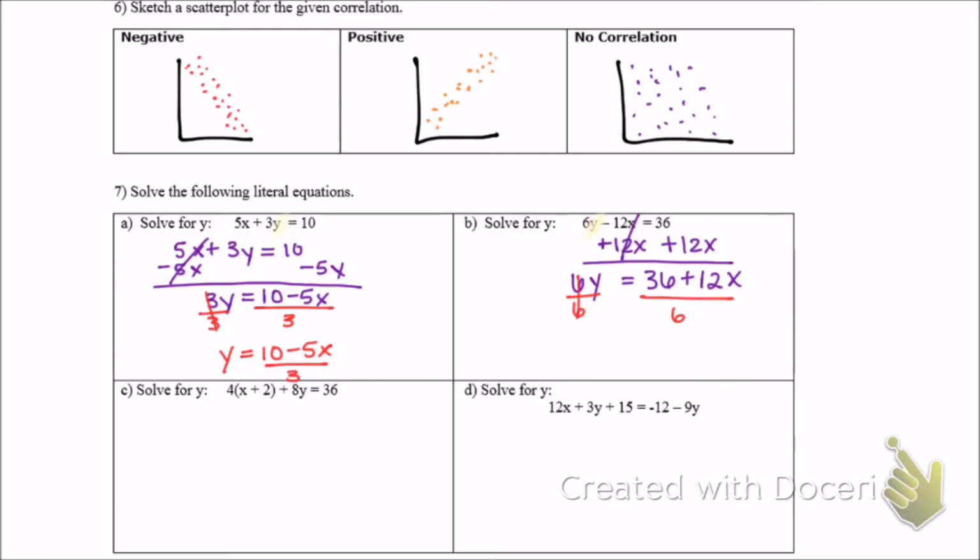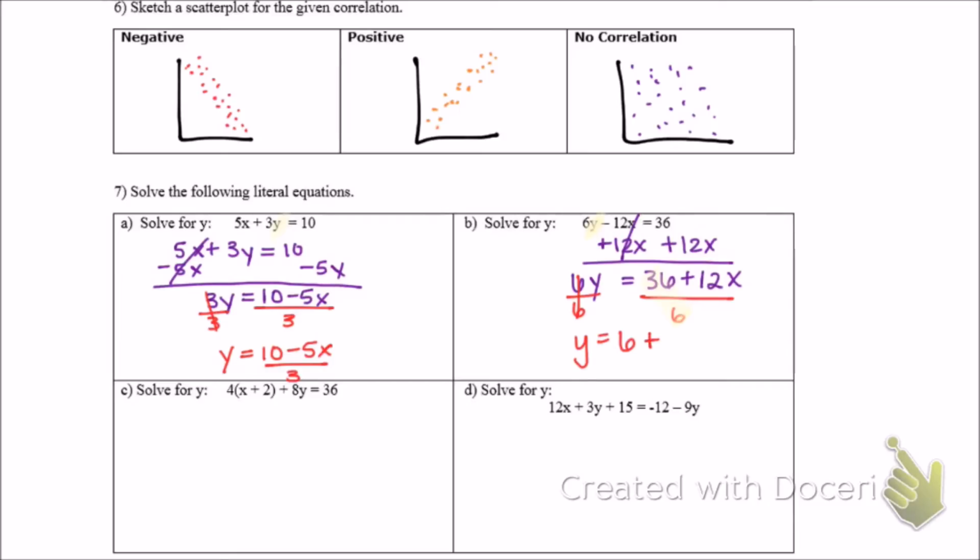Okay, so that cancels over here. So now what I have is y equals 36 over 6. And that part of my fraction, 36 over 6, divides evenly. That equals 6. 36 divided by 6 is 6.